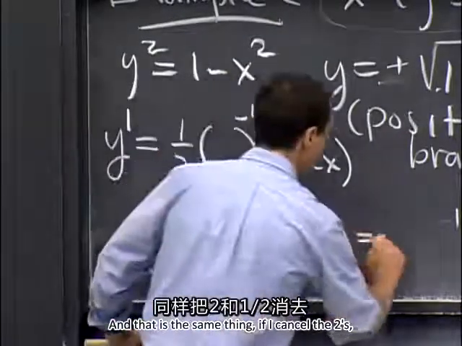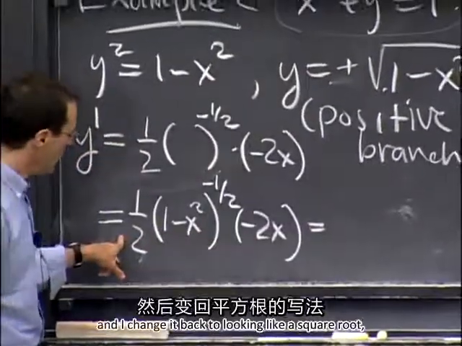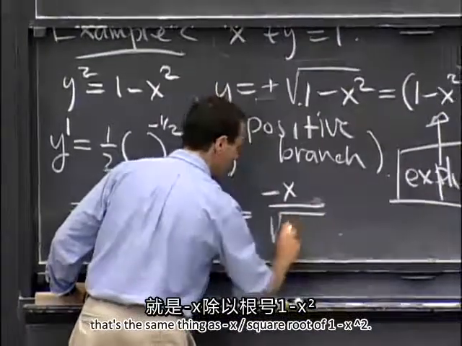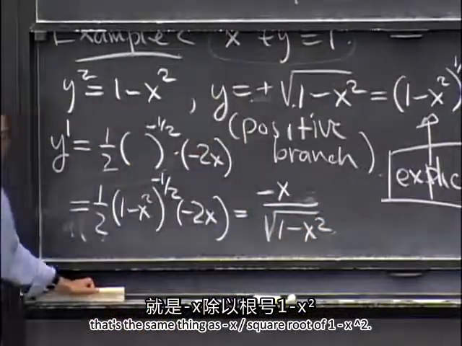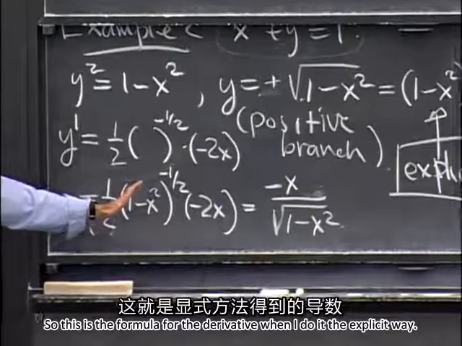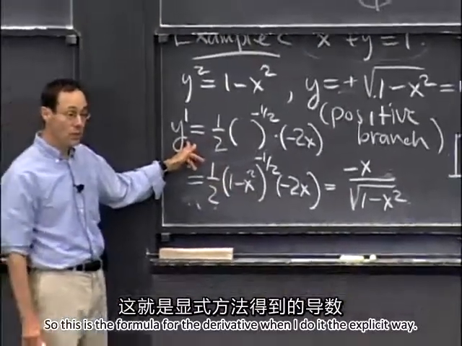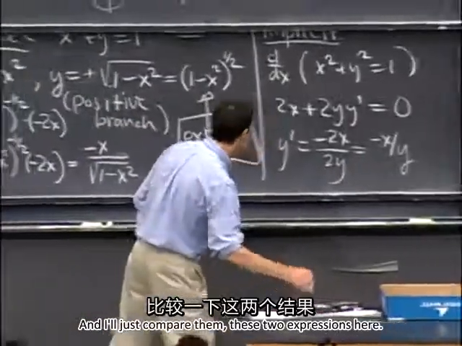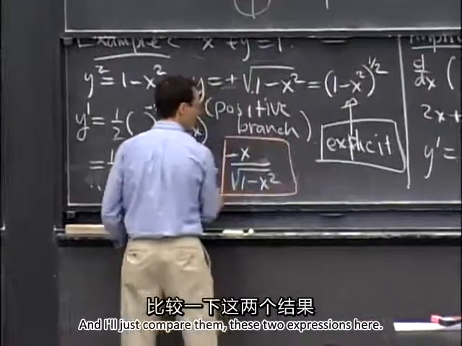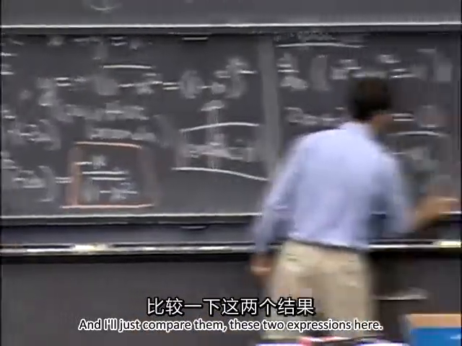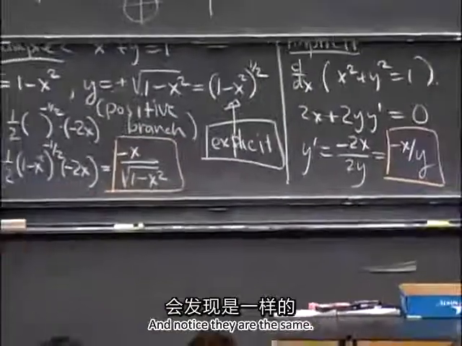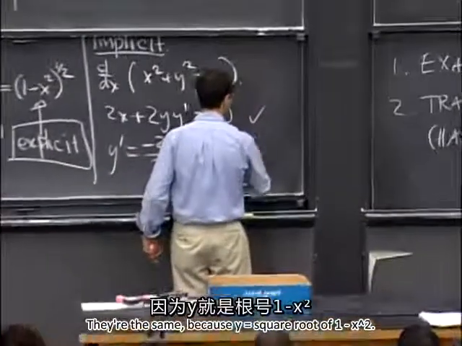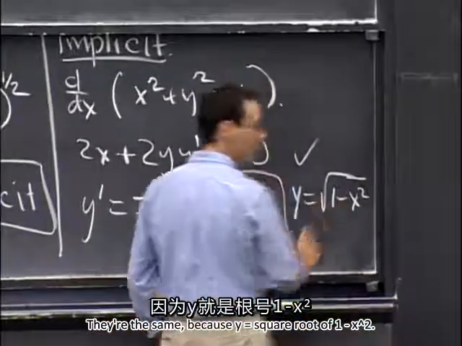And that is the same thing if I cancel the 2's and I change it back to looking like a square root. That's the same thing as minus x divided by square root of 1 minus x squared. All right, so this is the formula for the derivative when I do it the explicit way. And I'll just compare them, these two expressions here. And notice that they are the same. All right, they're the same because y is equal to square root of 1 minus x squared.